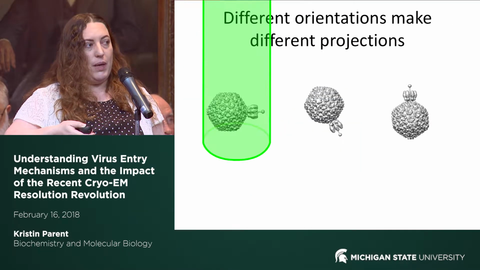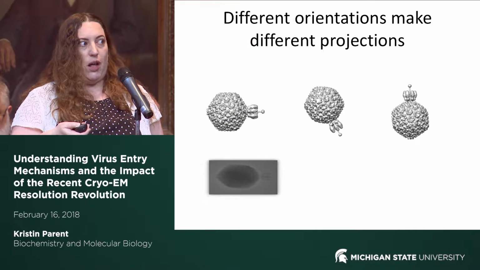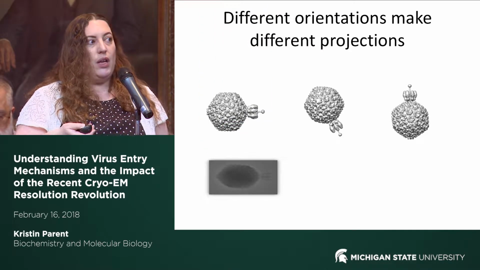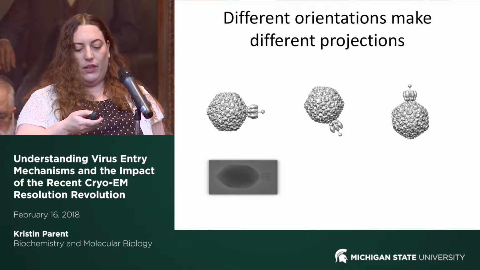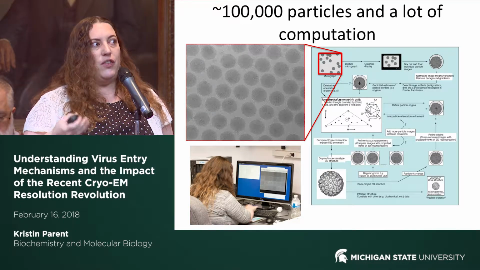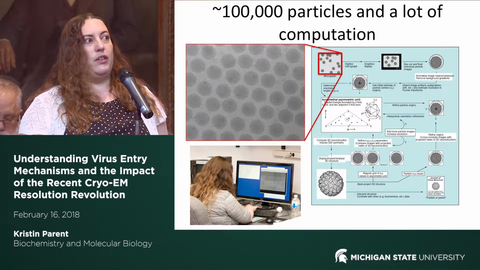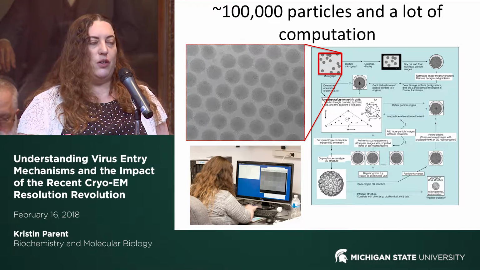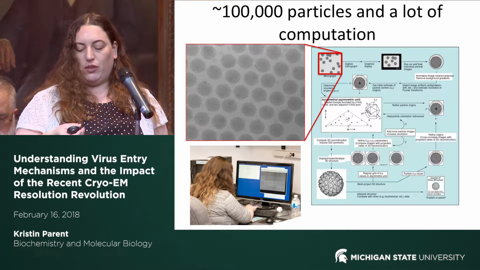When the electron beam hits them, we see a three-dimensional object make a 2D image. And you can see, if you follow the tail of this bacteriophage, they exist in different positions. So we do this for hundreds of thousands, sometimes millions of particles, and through a long series of computational pipeline, we're able to get a three-dimensional structure.